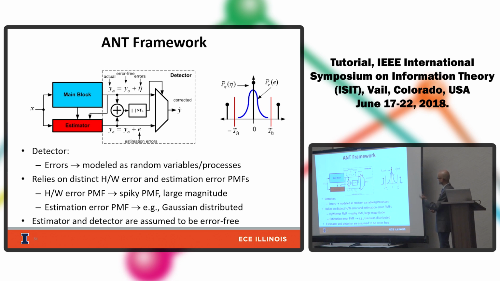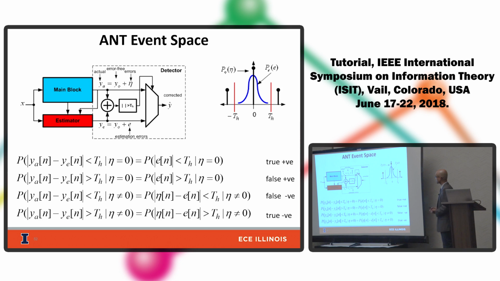I'm going to skip this one because it just describes what I just said in more detail. You can define an event space for algorithmic noise tolerance: true positives, false positives. So this looks like a detection problem. The entire block at the output here can be viewed as a detector with inputs being y sub a, the output of the main block, and the output of the estimator. And given the distribution of eta and E, we can find the appropriate decision threshold, an optimal decision threshold, and then use that in the detector to minimize the error rate, right? So you can frame this as a classical detection problem.